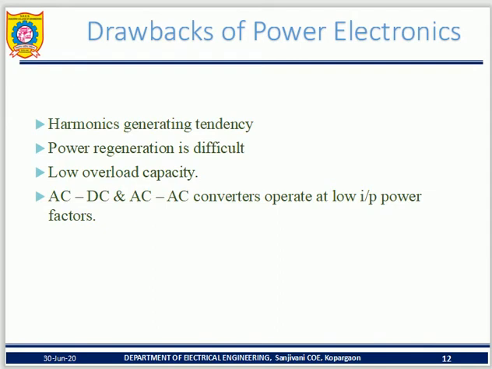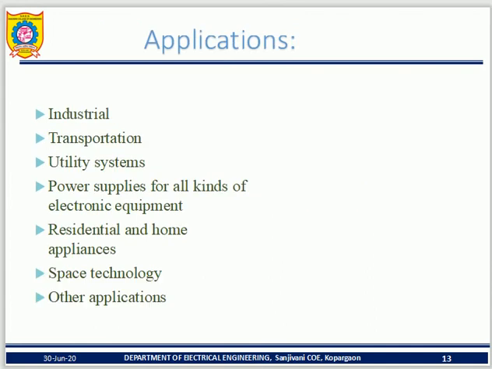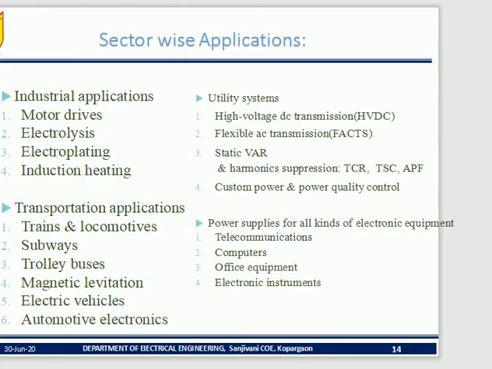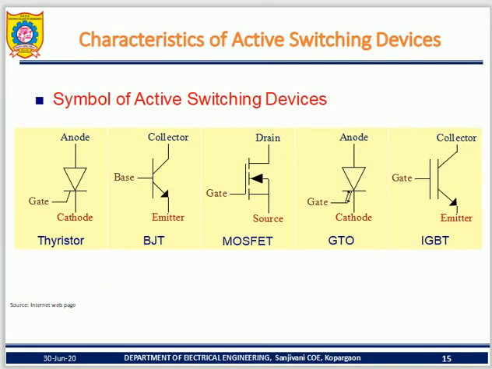Harmonic generation is due to the power semiconductor devices and elements; it is going to generate harmonics. It also has low overload capacity, and another is low input power factor for conversion operations. These are a few of the drawbacks. So the power electronics device is applicable for so many applications. Okay, so let's see about that.